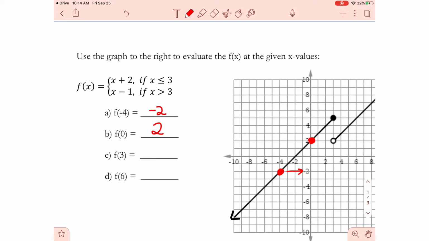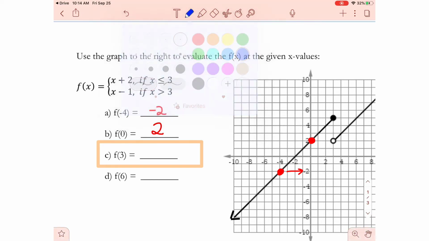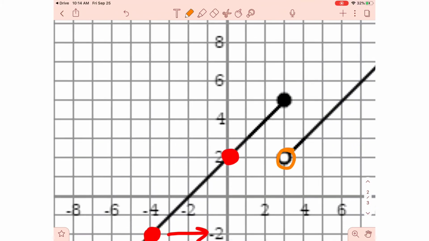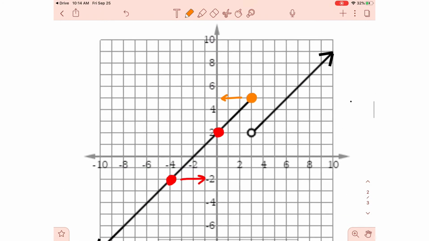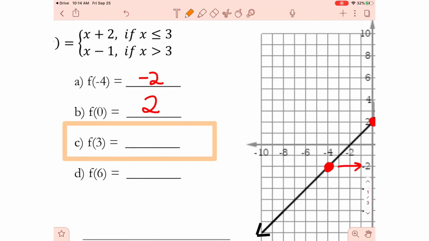Then we get to f of 3. F of 3 is where the jump happens. So we've got to look for the filled in or closed circle. There's an open circle here at y equals 2, but that's not the answer because it's open. We've got to use the closed circle, which is up at y equals 5. So x is 3, the closed circle is at y equals 5.